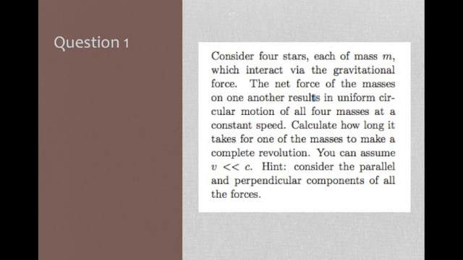This problem says, consider 4 stars, each of mass m, which interact via the gravitational force. The net force of the masses on one another results in a uniform circular motion of all 4 masses at a constant speed. Calculate how long it takes for one of the masses to make a complete revolution. You can assume that the velocity is much less than the speed of light. Hint, consider the parallel and perpendicular components of all the forces.